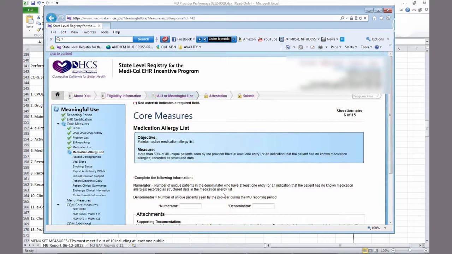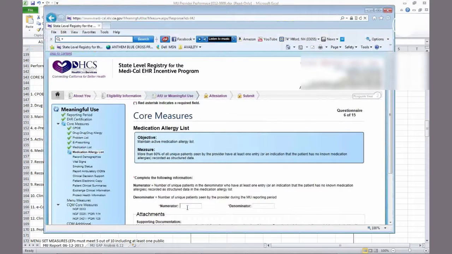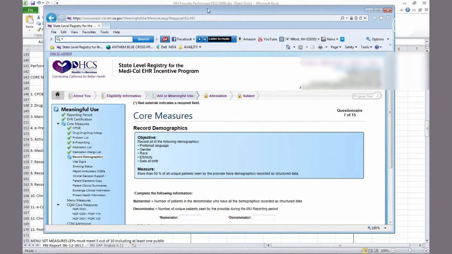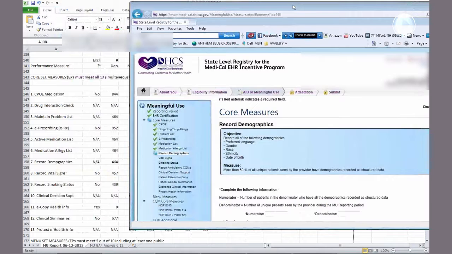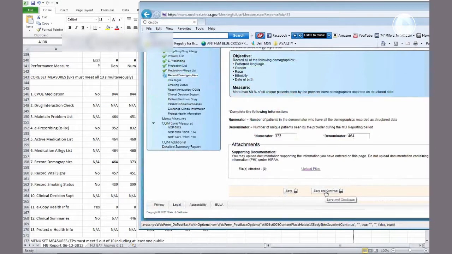The next measure is medication allergy list. Refer to your meaningful use report and enter the numerator and denominator from the report. The seventh measure is record demographics. Look up the numerator and denominator on your handy meaningful use report and enter it on the screen. Congratulations, you are now halfway through core measures.